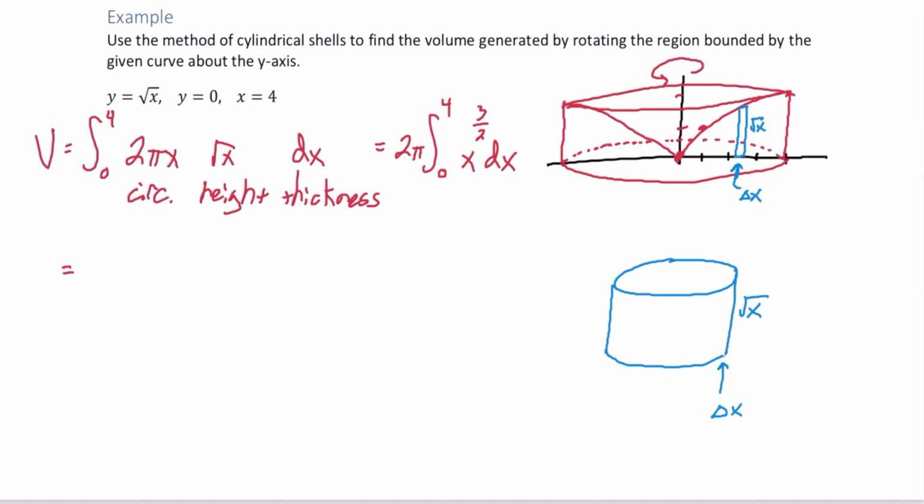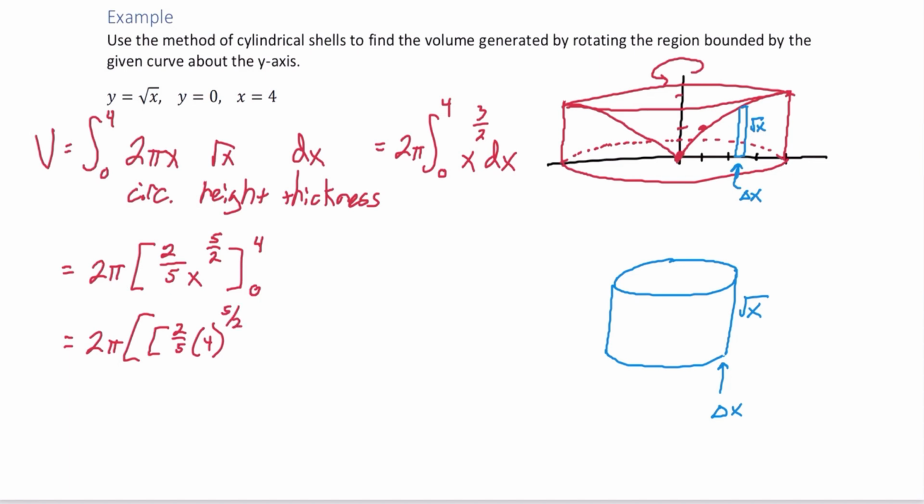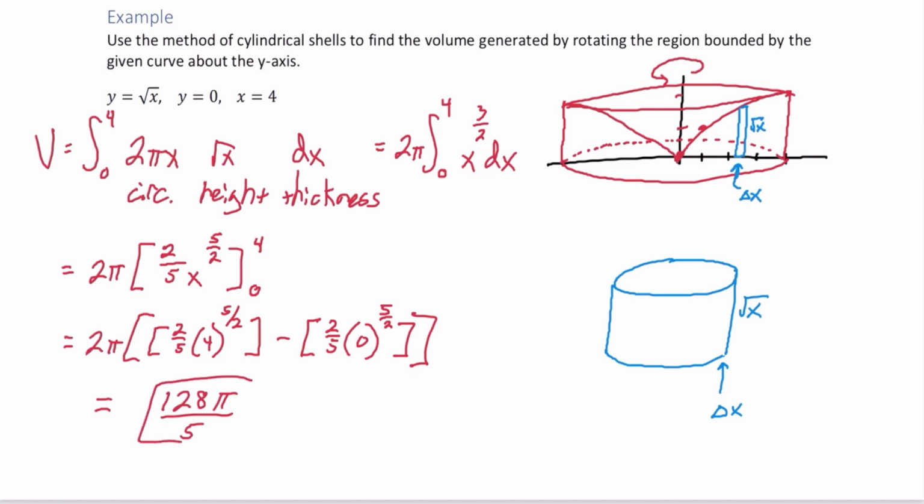And now we integrate. So keep 2 pi on the outside. Integrating x to the 3/2, we get 2/5 x to the 5/2. And we want to integrate from 0 to 4. Plug in the upper limit: two fifths times 4 raised to the 5/2. And then we will subtract, plugging in the lower limit: 2/5 times 0 to the 5/2. And if we simplify this, we get 128 pi over 5, the volume of the solid.